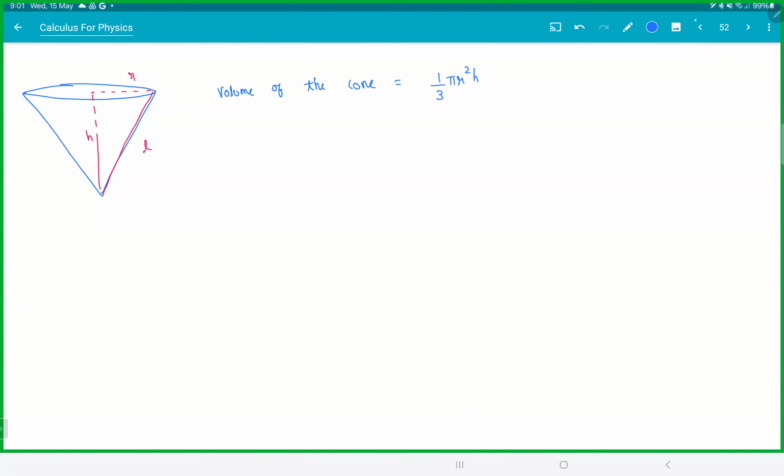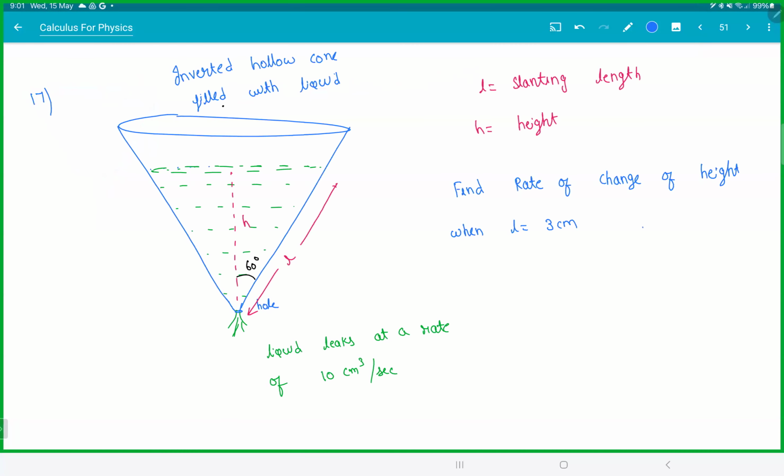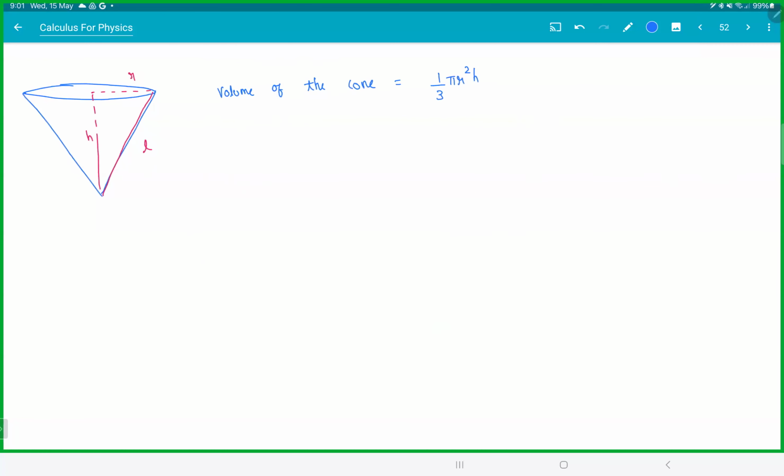But now in our information, if you see in the question, there is no R anywhere. There is only H and L. Agreed? So from here, I need to eliminate that R. L square is nothing but R square plus H square, Pythagoras. So R square is L square minus H square. So that means I can write this as 1 by 3 pi (L square minus H square) into H.